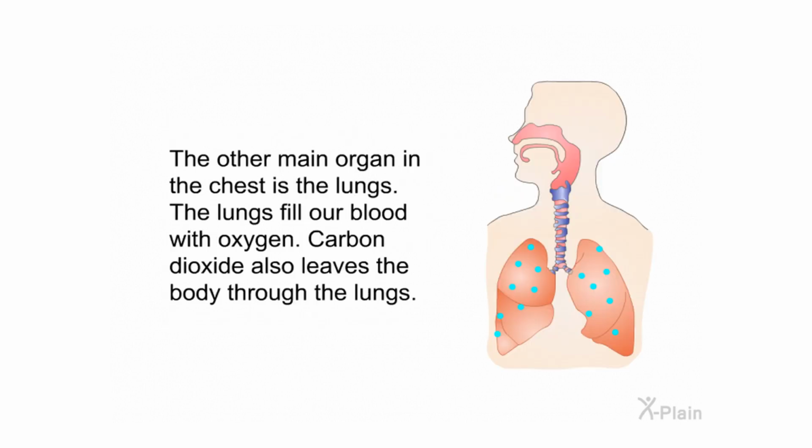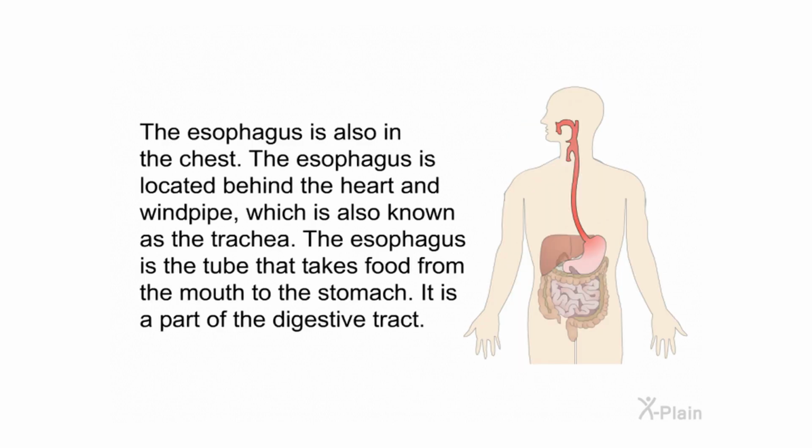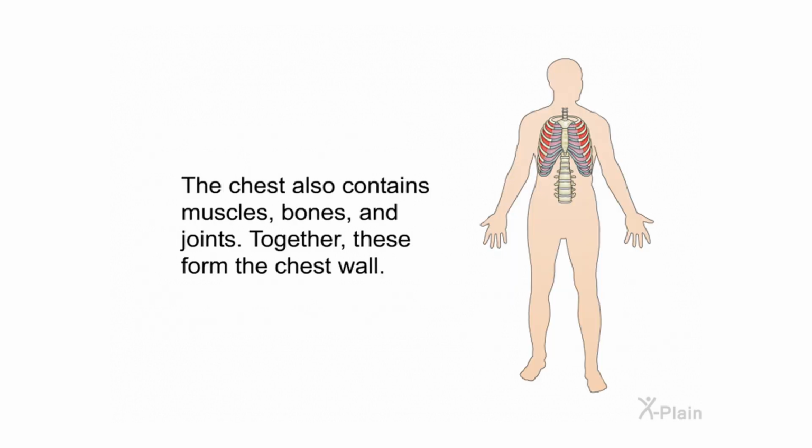The other main organ in the chest is the lungs. The lungs fill our blood with oxygen. Carbon dioxide also leaves the body through the lungs. The esophagus is also in the chest. The esophagus is located behind the heart and windpipe, which is also known as the trachea. The esophagus is the tube that takes food from the mouth to the stomach. It is a part of the digestive tract.